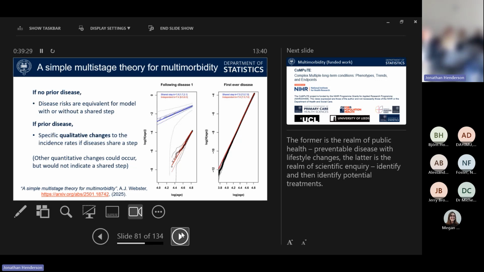If this rate had gone up, but the slope wasn't reduced, you would say, well, disease J is modifying the risk of disease K, but it's not sharing a step. On the other hand, that reduction in slope is strongly suggestive that there could be a shared disease process occurring. So this is a comparatively simple statistical analysis that one can do to provide evidence for two or more diseases sharing a common process.